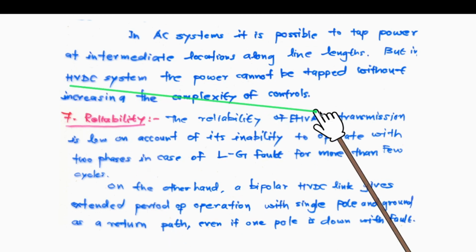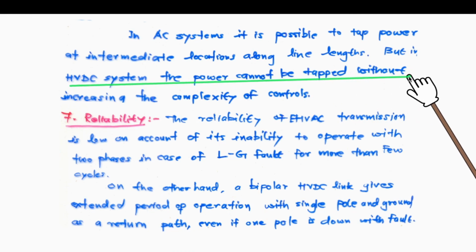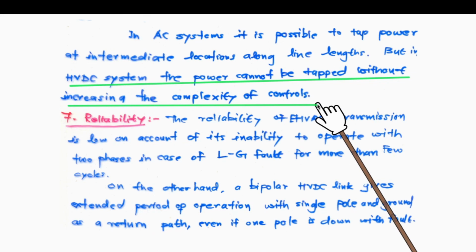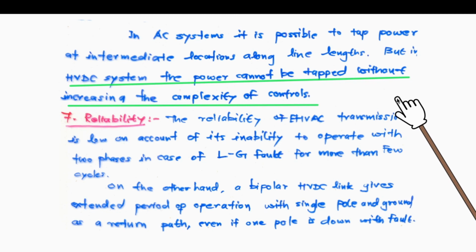But in HVDC system, power cannot be tapped without increasing the complexity of control. We cannot tap power from HVDC system just like that, by installing a step-down transformer or maybe some kind of inverter or rectifier. It's not that possible. It has to completely modify the controller characteristics of all the HVDC stations connected on that particular line. That we are also going to check in detail at a later stage in the fourth unit.